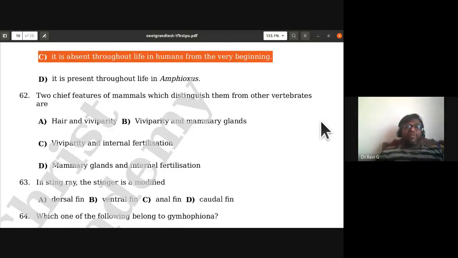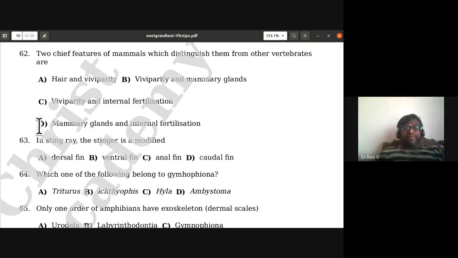Two chief features of mammals which distinguish them from other vertebrates are, so two chief features of mammals. See, there is mammalia, breastfeeding animals, which is a characteristic attribute. And hair. Exoskeleton is modified as hair only in mammals. So these two, D is the answer. Mammary glands. It should be viviparity and mammary glands, giving birth to young ones.